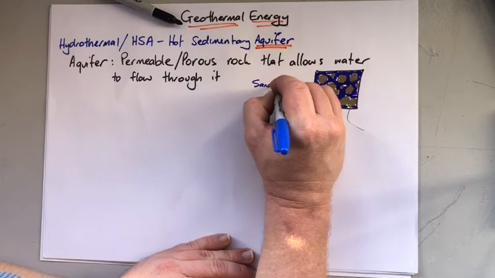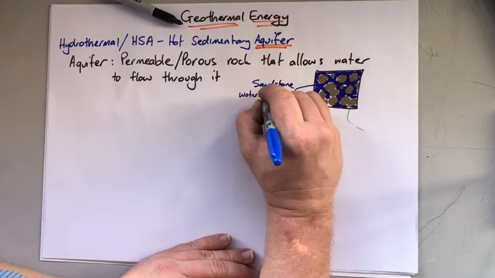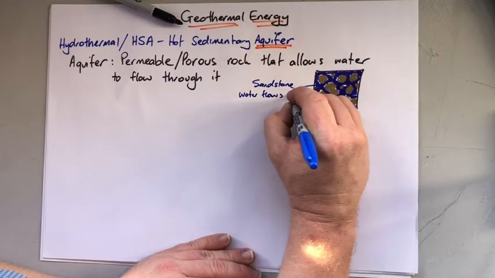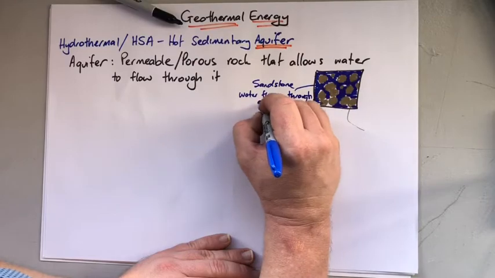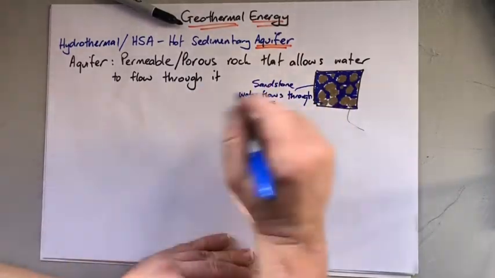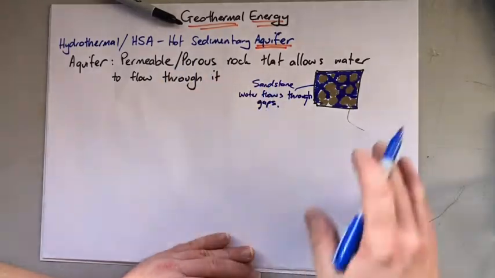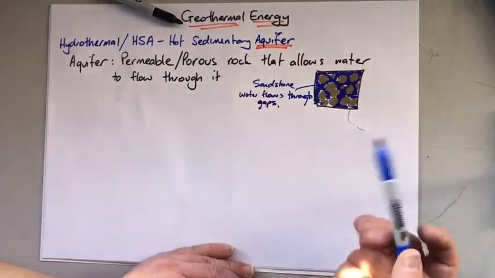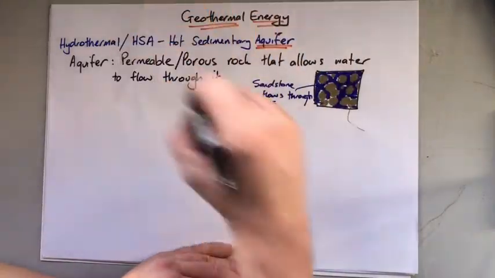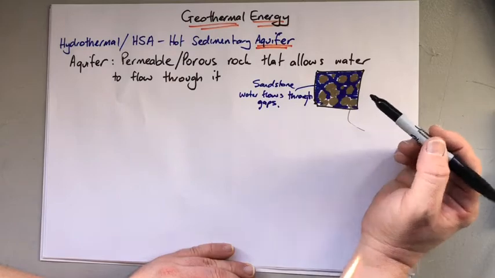Sandstone. Water flows through gaps. So permeable means the rate at which water flows through, and porous is the amount of air holes in it. So they are two different words, but an aquifer really is a rock that has water in these small spaces.